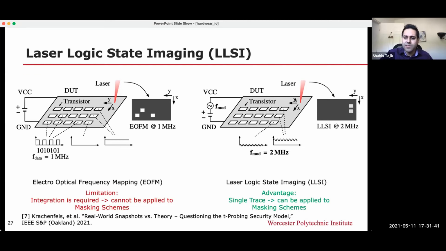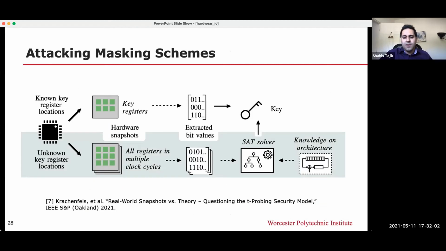So basically, when your laser scans this area on the chip and hits the on transistors which are modulated on the power line, you will be able to read out or create a snapshot of all registers and extract all values from all these flip-flops. And you can imagine this is so powerful. If you know the place of the key registers on the chip, you need only one single snapshot to extract all shares together, and then you can XOR them together.